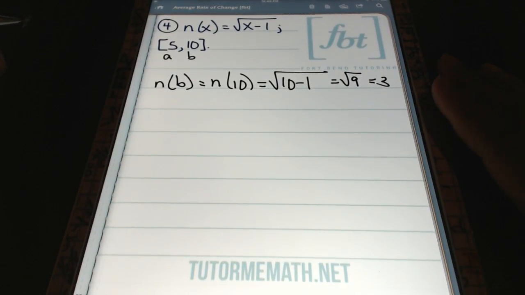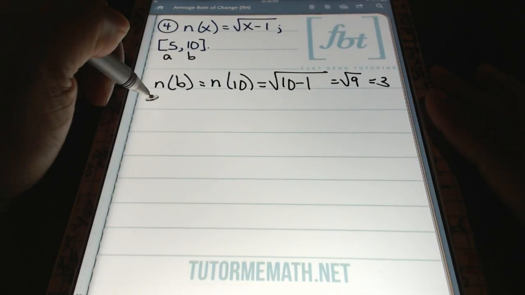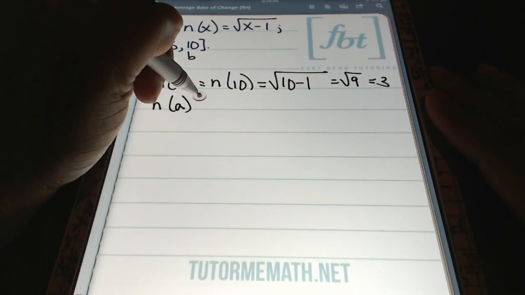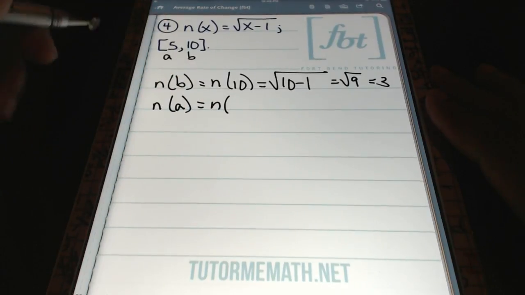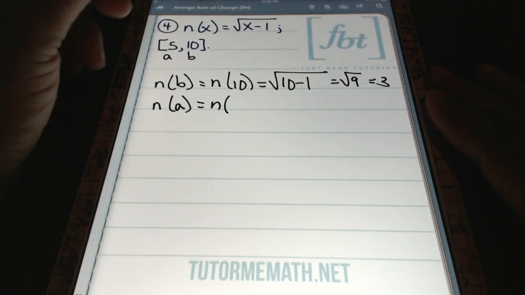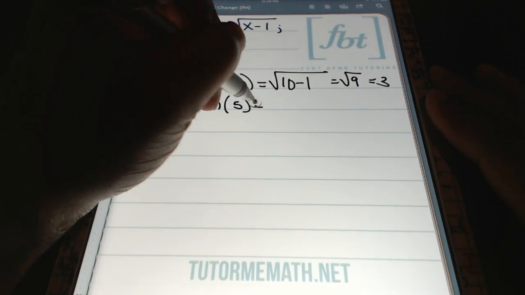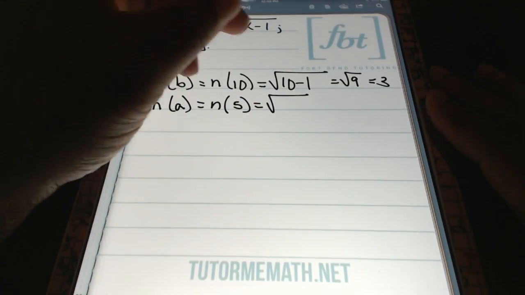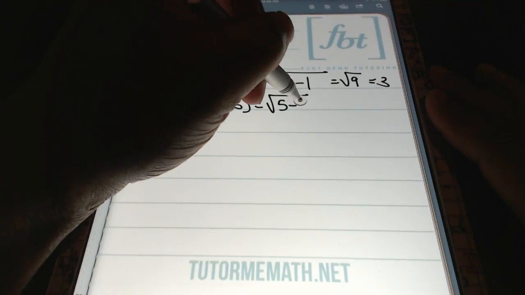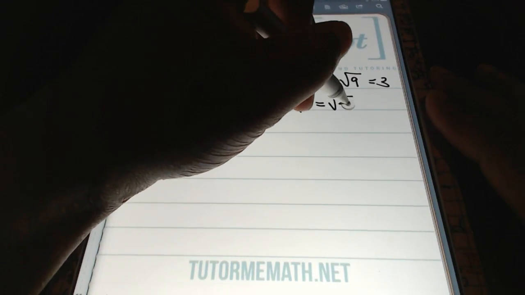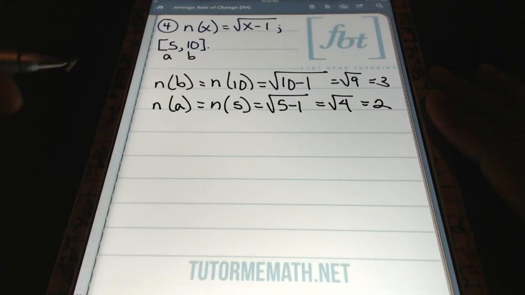How about that? We have our value for n of b, which is 3. We're going to find out our value of n of a. With this value, we'll be plugging in 5. When we plug in 5 into the original function here, we'll have the square root of 5 minus 1, which gives us the square root of 4. So this value is 2, ladies and gentlemen.